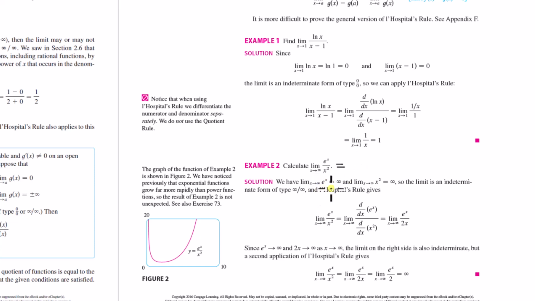But with L'Hopital's rule, it's easy. e to the x divided by 2x, and then e to the x, and then you do L'Hopital's rule again, e to the x divided by 2. Okay, well, there you go. The limit as x approaches infinity of e to the x divided by 2 is equal to infinity.